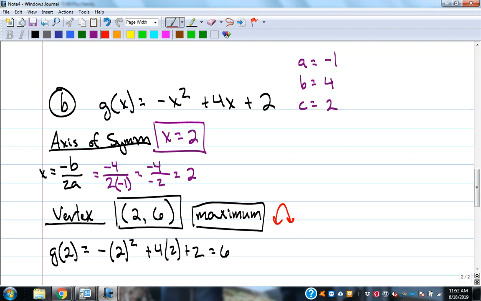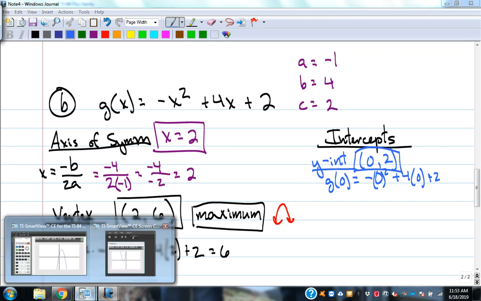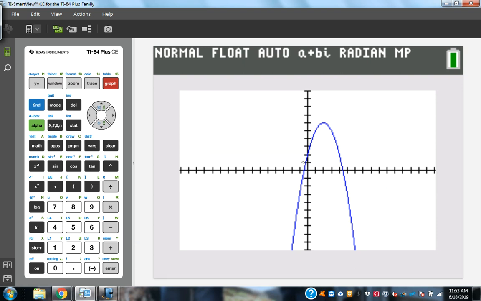Next thing would be our intercepts. Intercepts, the y-intercept. Plug in a 0 for x. It'll be 0, 2. If I look back at the graph that I made, is it crossing the y-axis at 2? Yeah, it is. I can see it right there.